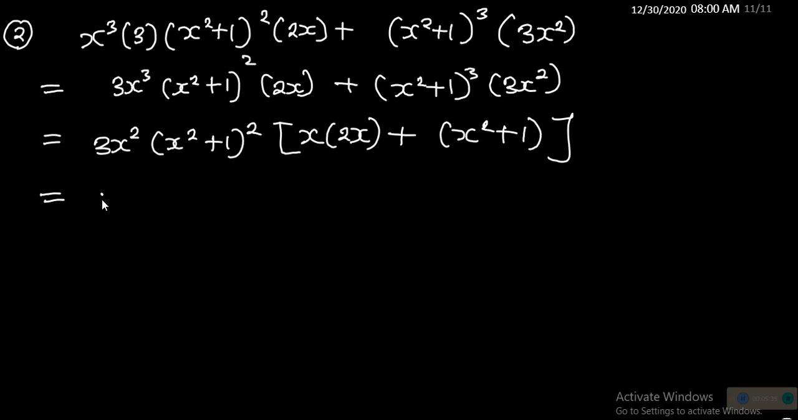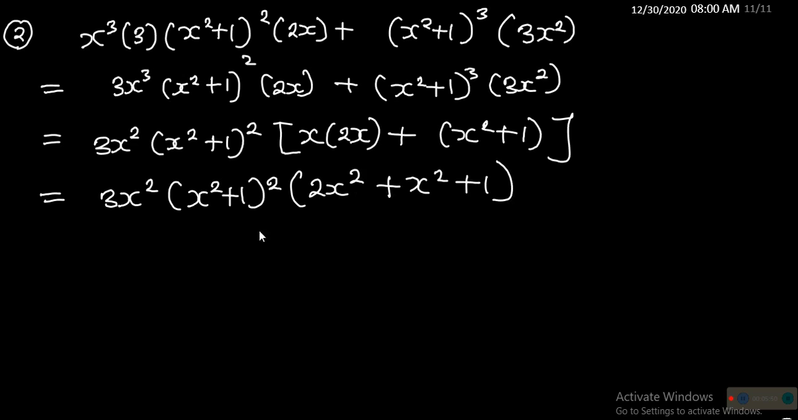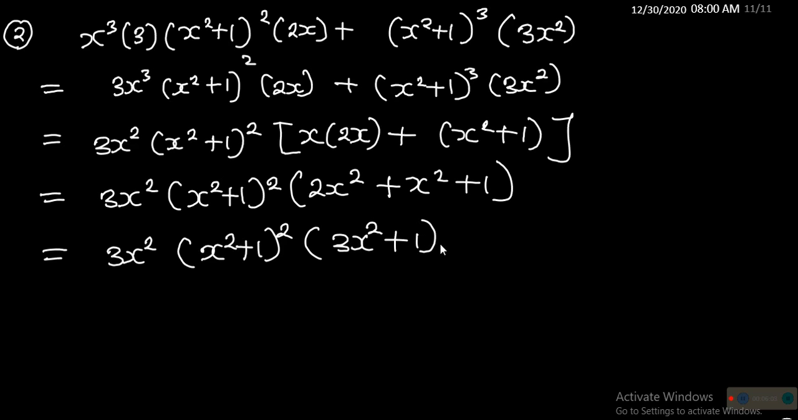So we can open this square bracket now. 3x squared into (x squared plus 1) all squared into (2x squared plus x squared plus 1). Okay, so we can collect like terms over there: (x squared plus 1) squared into (3x squared plus 1). And then we cannot factorize this expression further, so this is the final answer.